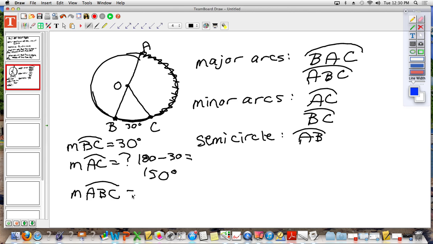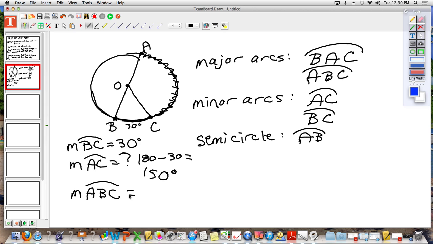What is the measure of arc ABC? By the way, is it a major or a minor arc? It's a major arc. How do you know immediately that it is a major arc? Because it has 3 letters.